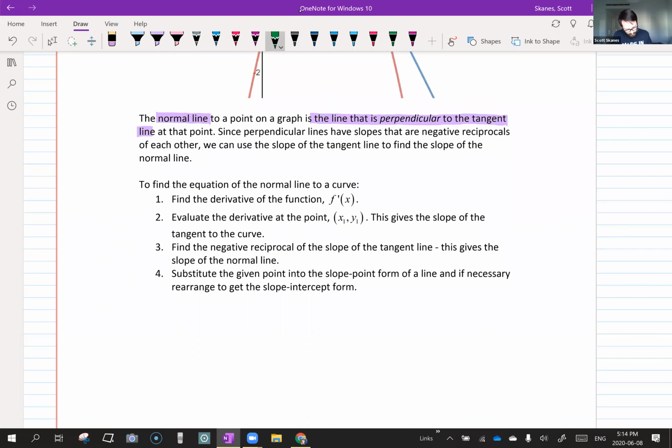First step, find the derivative. Same. Second step, evaluate the derivative at that point. Same. Third step, find the negative reciprocal. That's new. Find the negative reciprocal of the slope of the tangent line. What that means is take the slope, make it negative, and flip it. So if the slope of the tangent line is 2, the slope of the normal line would be negative 1 over 2. That's what that means.